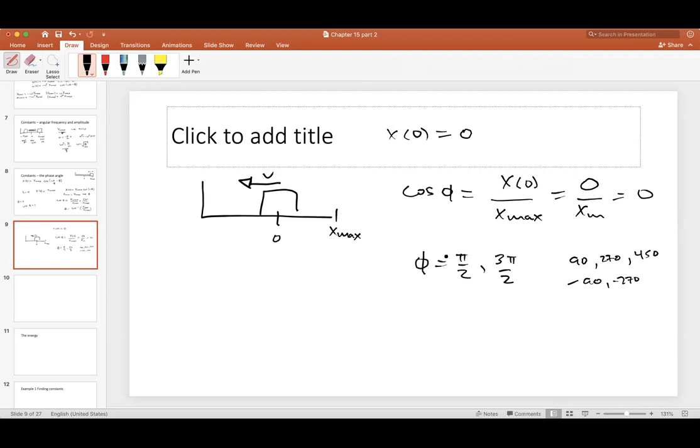But what we have to do, and the whole point of this, is we don't care about all the values it could be. We only care about the simplest value it could be. And the simplest value it could be is pi half. So we say that phi is pi half, right? If we start measuring the system when t is 0, x is 0, then our phase angle is pi half.